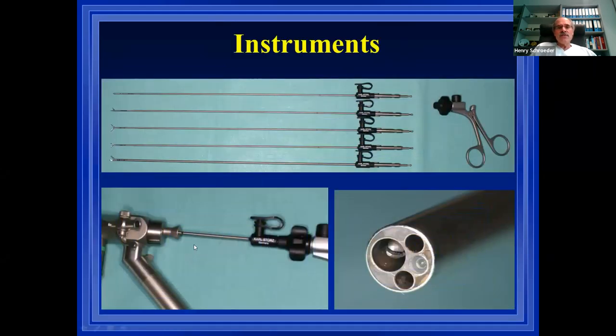All of the instruments have a marking of the length. So if you see this small black ring here and you bring it to the entrance of the funnel shaped entry port, then you know that the tip of the instrument is exactly at the tip of the scope. This prevents you from inadvertently or unintentionally going too deep with your instrument through the endoscope.